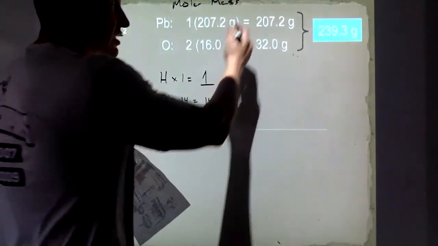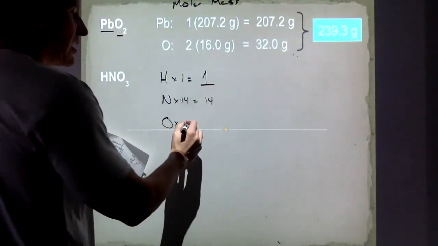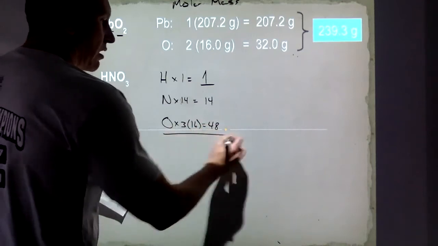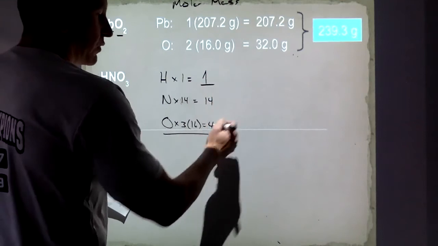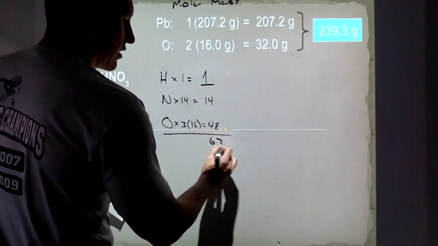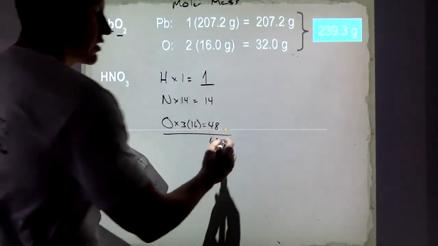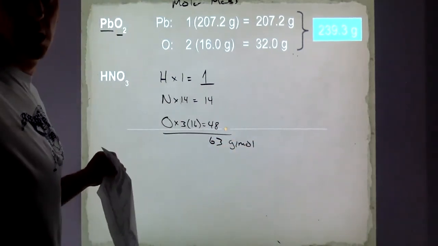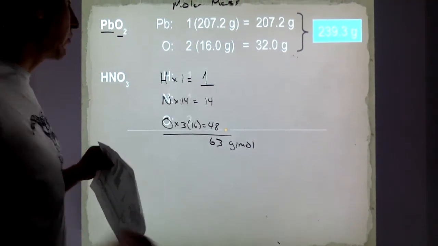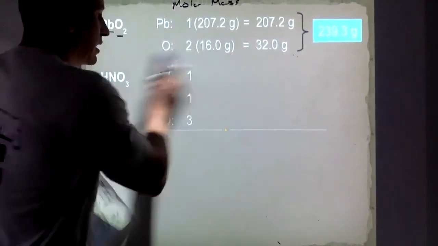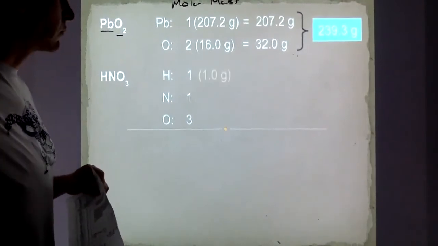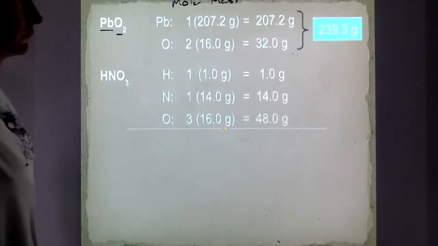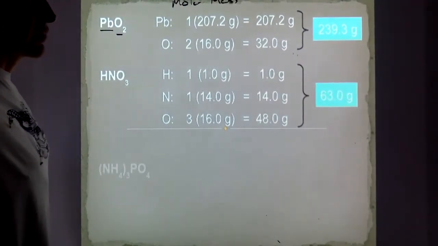And then oxygen, we just said in the previous problem, is 16. So 3 times 16 equals 48. So now I add all these up. 15 plus 48 is 63. So 63, and the label is grams per mole. So all this work that I just did comes right here. We add them up, and we got our 63 grams.